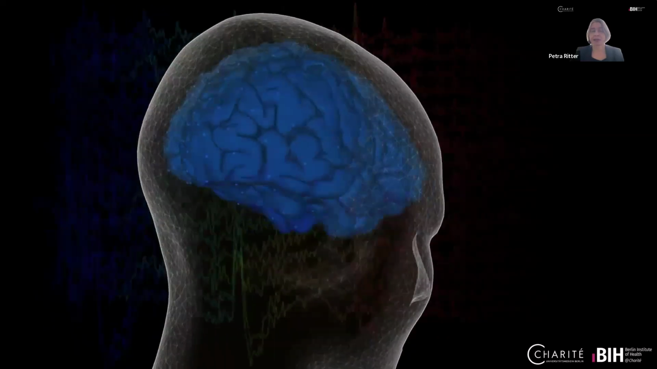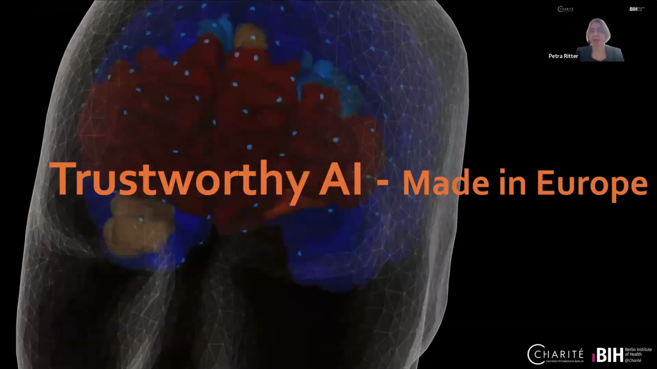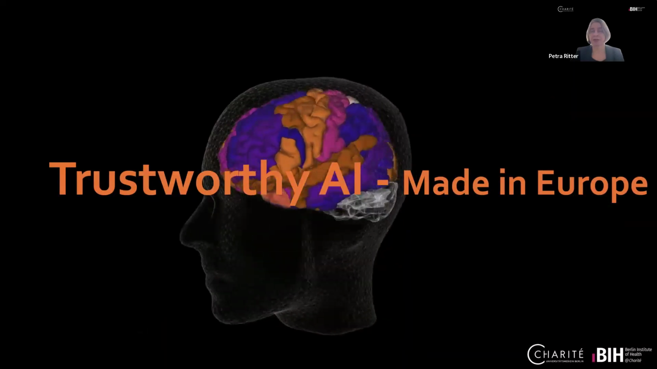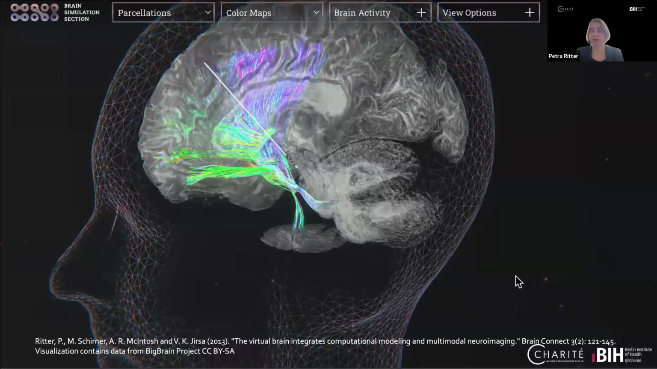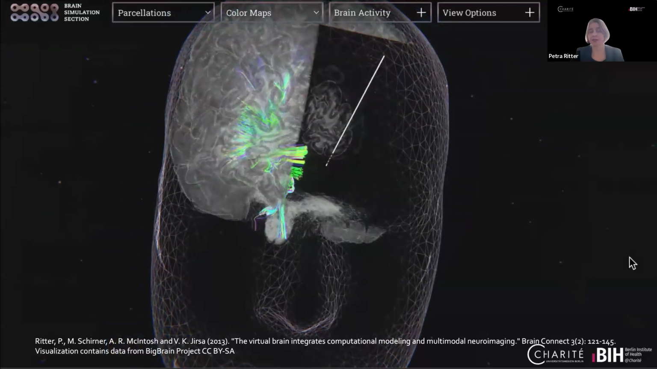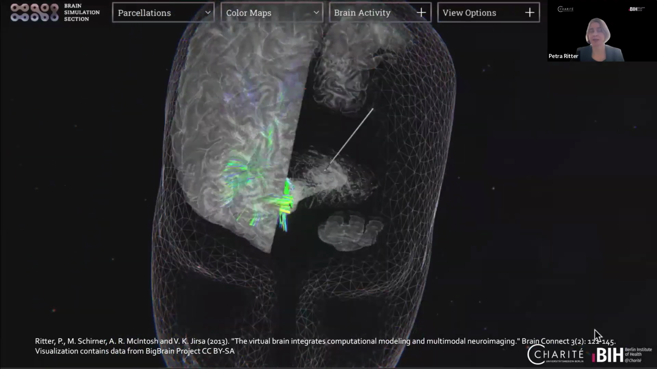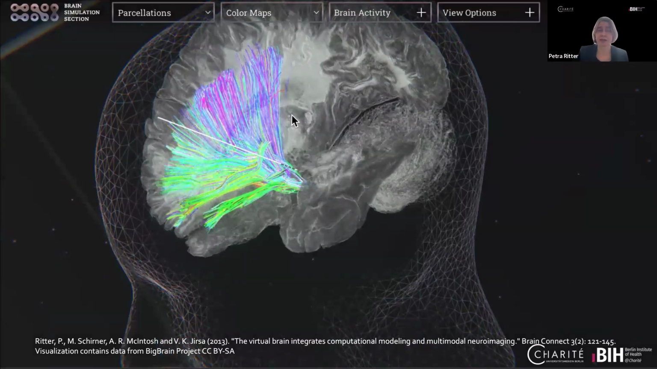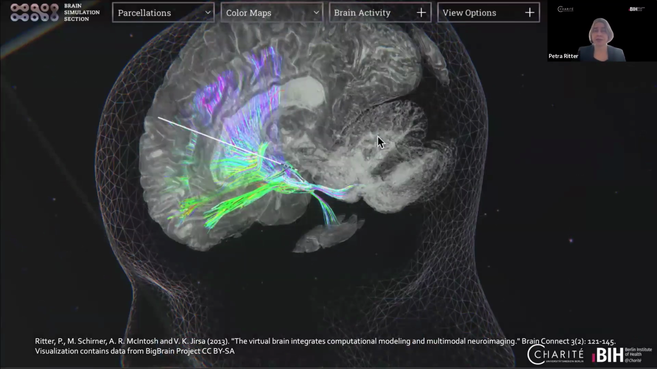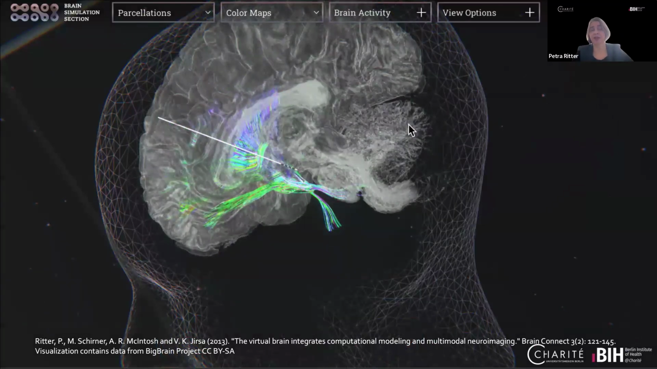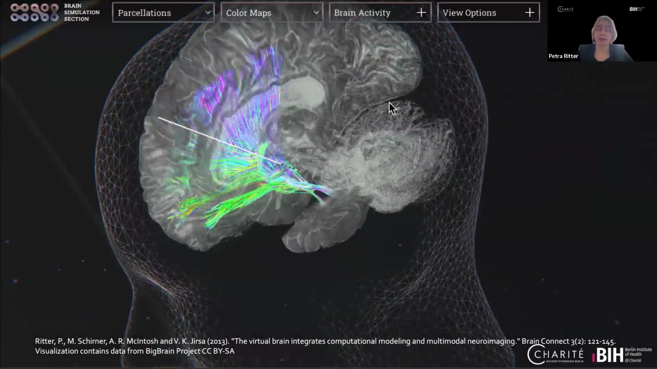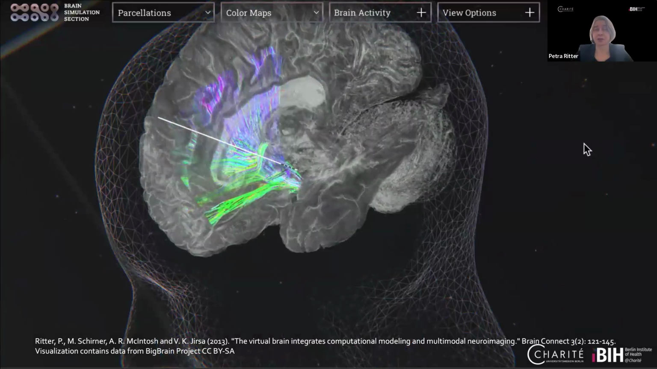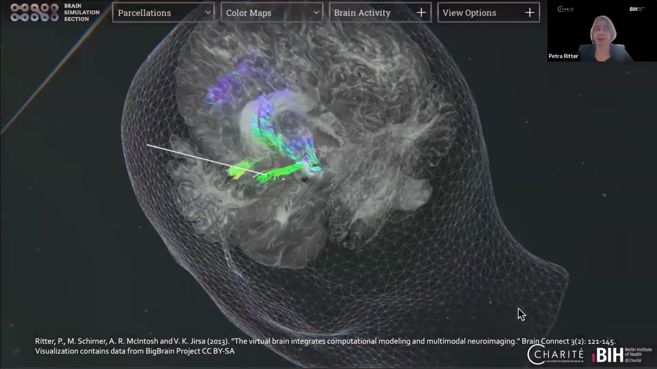So if we can characterize the brain so well, then of course the consequence is that we want to use these digital brain twins to inform clinical decision-making. And there are clinical studies already using the virtual brain, for example, in the field of epilepsy in France, where the information of the predictions is used to inform the neurosurgeons where to cut the brain in order to stop the epilepsy in these patients.